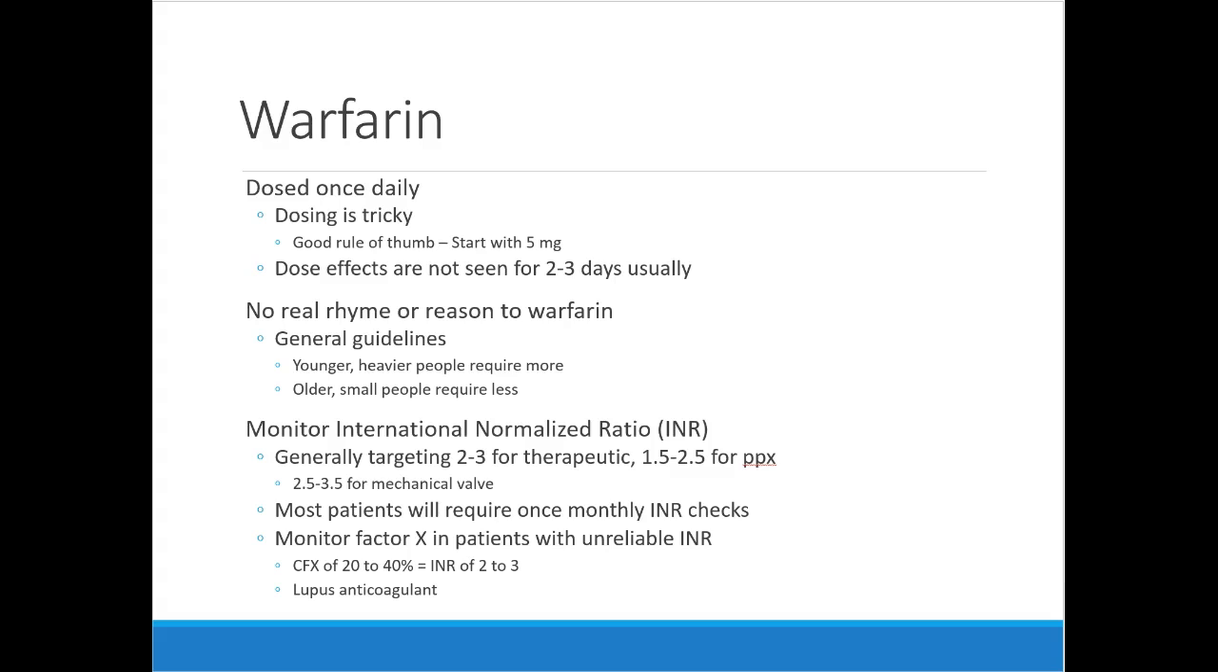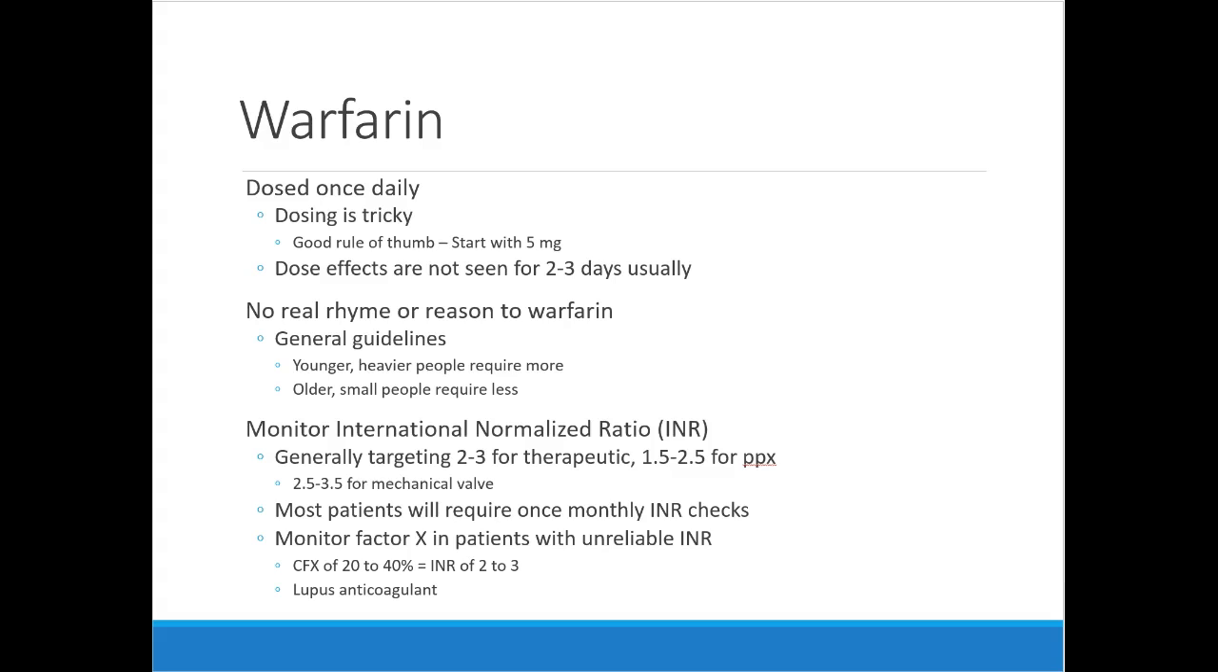Most patients will require once monthly checks once they're stable, but up until that point, they're usually going to be getting checked anywhere from a couple times a week to once a week, depending on how stable they are. Also, if there's acute changes, so if they get a drug that's interacting, that's something to consider doing a little bit more aggressive monitoring with. If they have acute illness, if they're nauseous and having vomiting and diarrhea, that can affect dietary vitamin K intake, which can also affect how warfarin works as well.